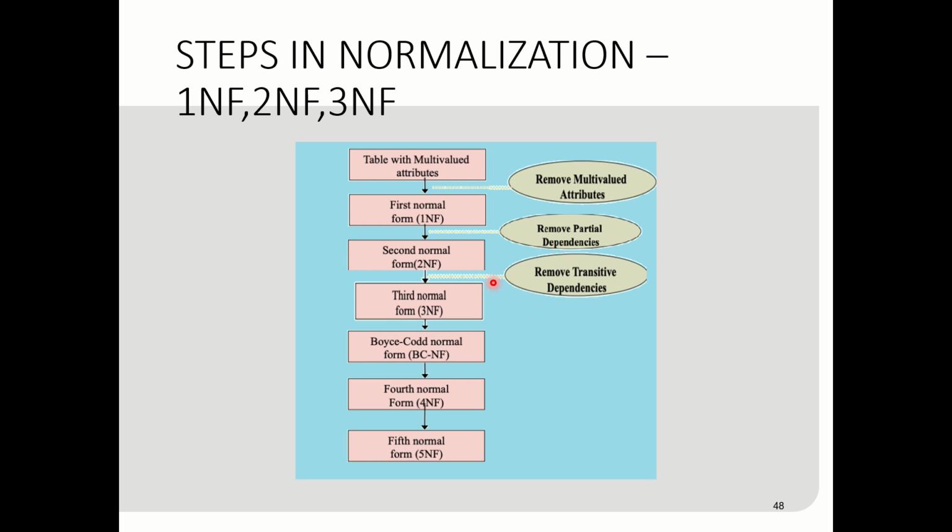Now you need to remove the transitive dependencies. That means you are simply looking at the non-key attributes. You're not worried about the primary key attributes. You're looking at the rest of the attributes, and if you can find any relation between them, keep it in a separate table and give a primary key to that particular table. Then you need to relate both the tables by keeping the primary key of this table in your original table as a foreign key. So that is nothing but the three different steps in the normalization.